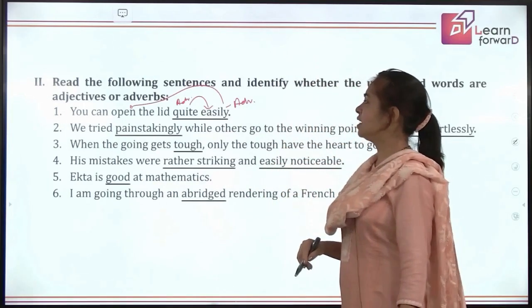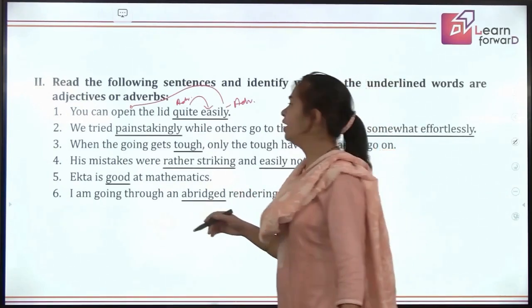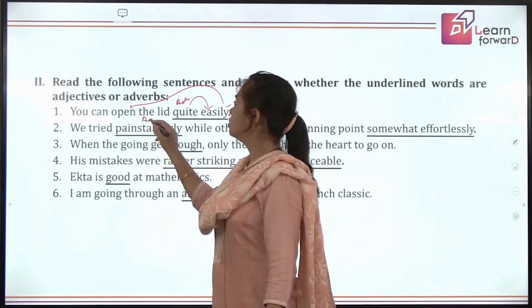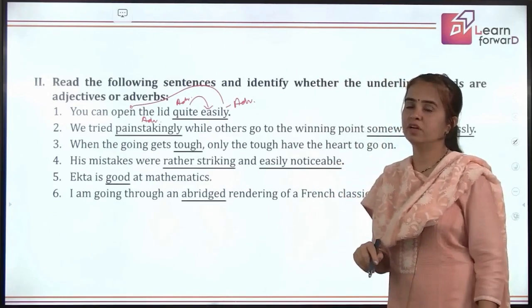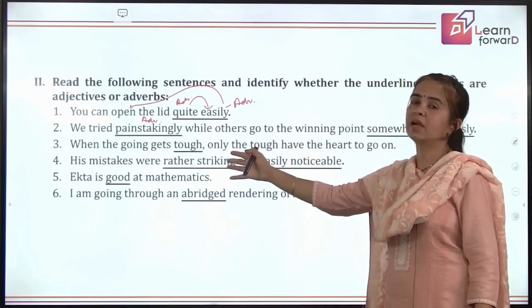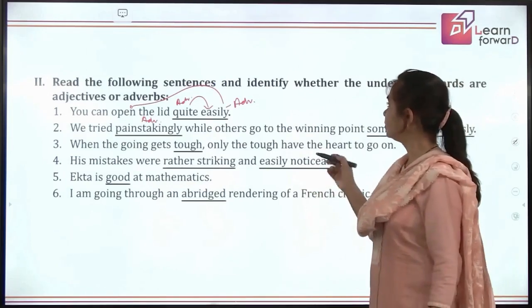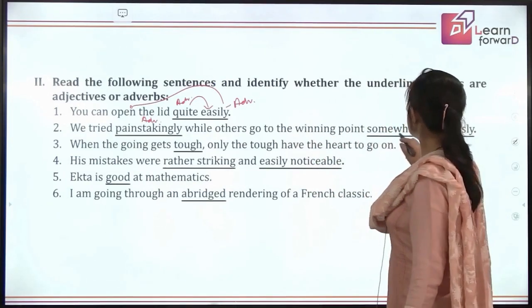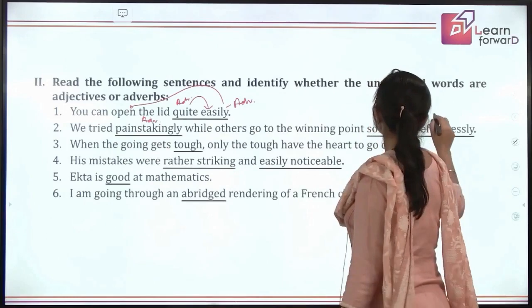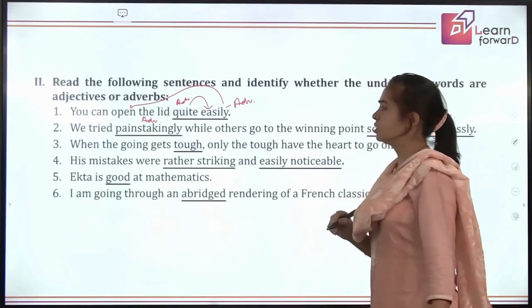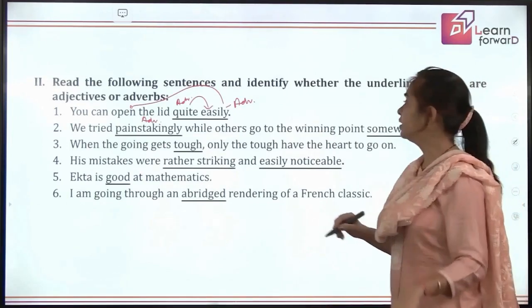We tried painstakingly while others go to the winning point somewhat effortlessly. So, how did we try? We tried painstakingly. So, you can put the different questions I have told you for identifying the different kinds of adverbs. If you are getting any of those answers, you get the kind of adverb. Otherwise, see, is the word qualifying a noun? If yes, then it is an adjective. Go to the winning point somewhat effortlessly. So again here, this is telling you how they go. So this is again an adverb. Coming to the next, when the going gets tough. What gets tough? How does the going get? It is tough. Again an adverb.